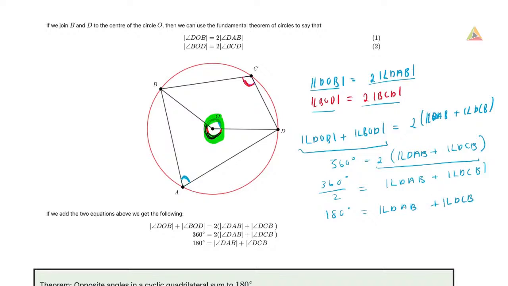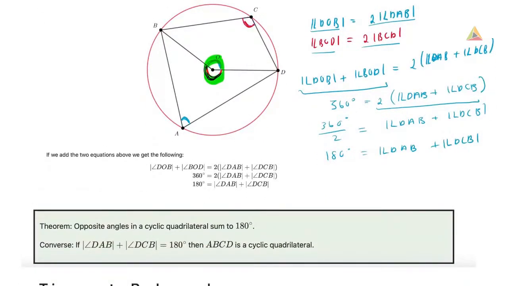Because of that proof, we conclude with this theorem: opposite angles in a cyclic quadrilateral sum up to 180 degrees. The converse of that theorem is, if the angle DAB plus the angle DCB is 180 degrees, then ABCD is a cyclic quadrilateral.